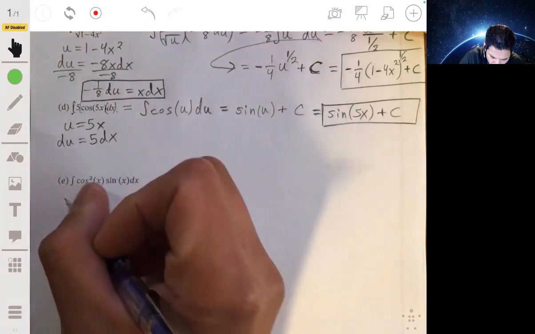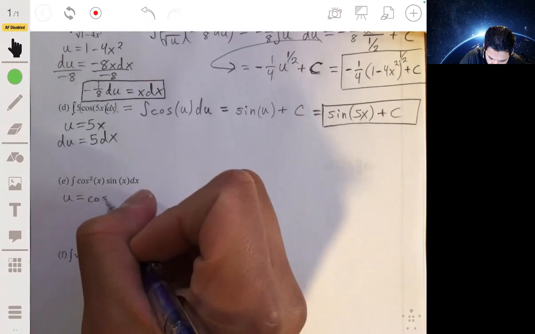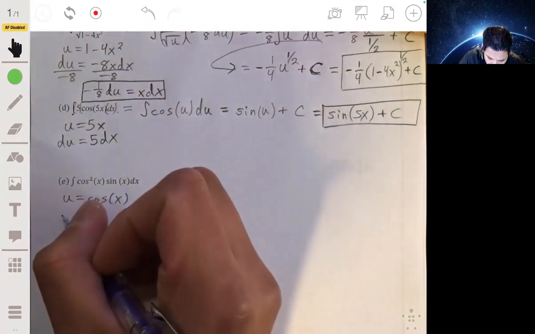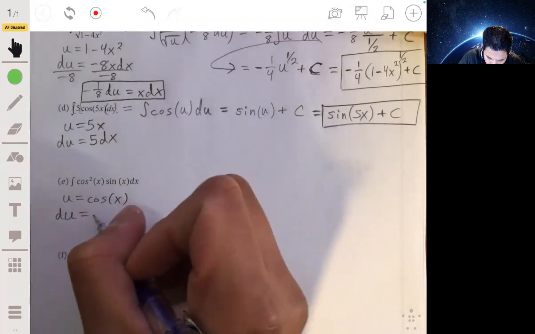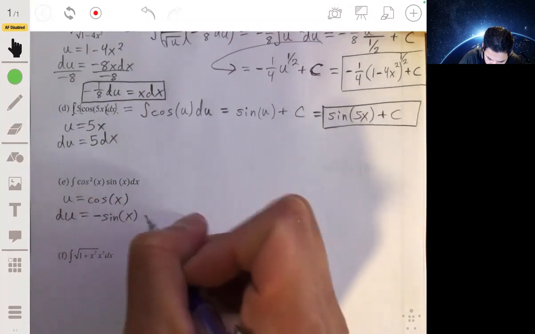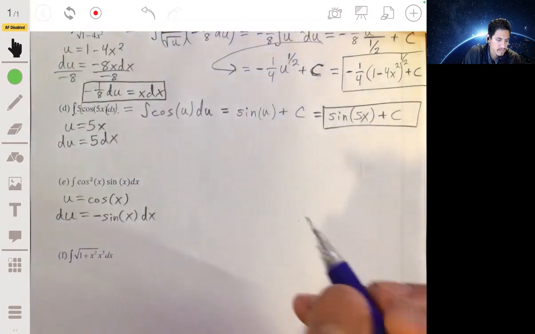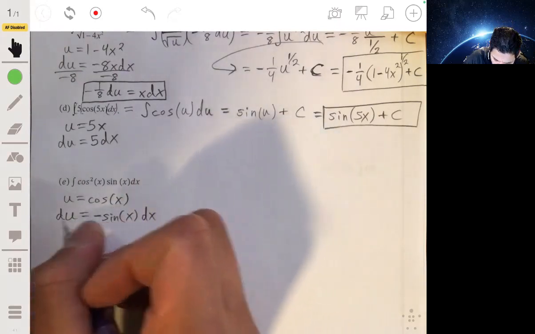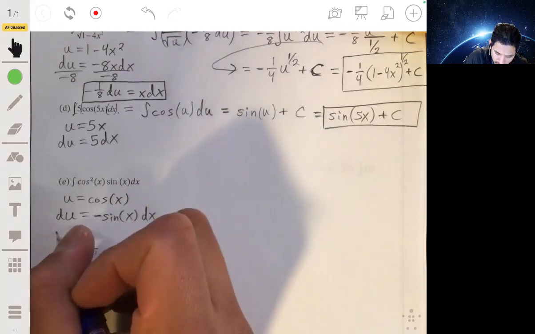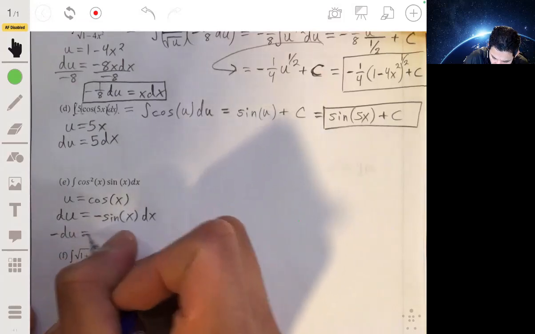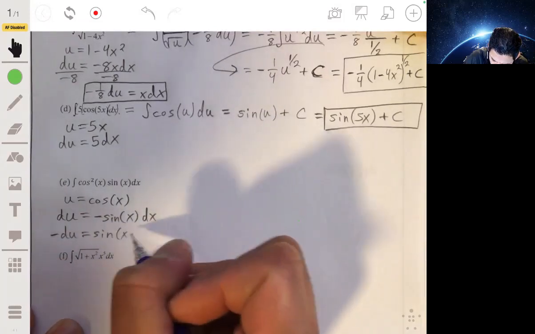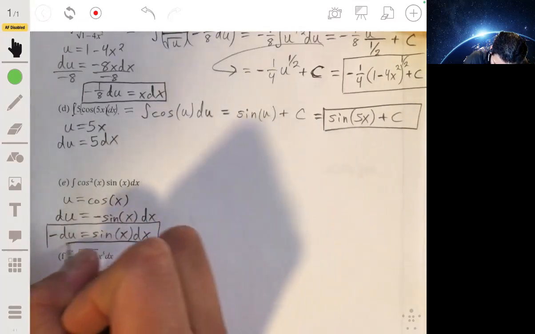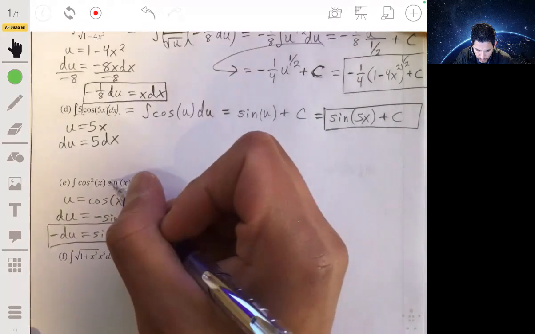Anyways, we're going to make u the cosine of x. And that's then going to mean that du will be the negative sine of x dx. And we kind of have that, but we have positive sine of x dx. So then we're going to divide both by negative 1, or multiply by negative 1. And so we have negative du equals the sine of x dx. And that's what we have left over here.